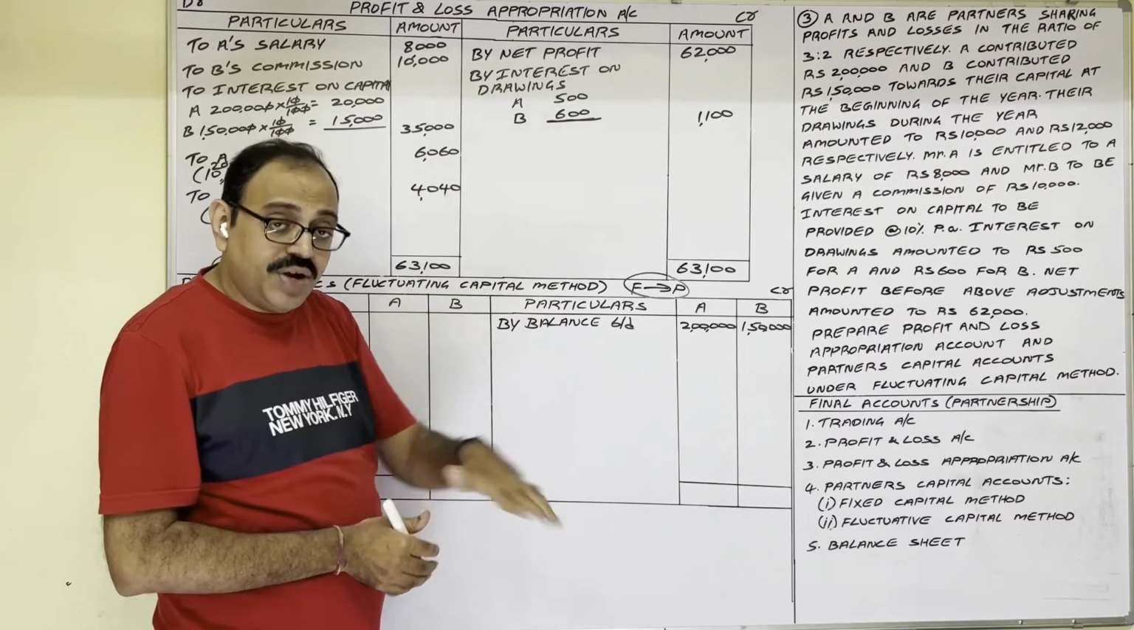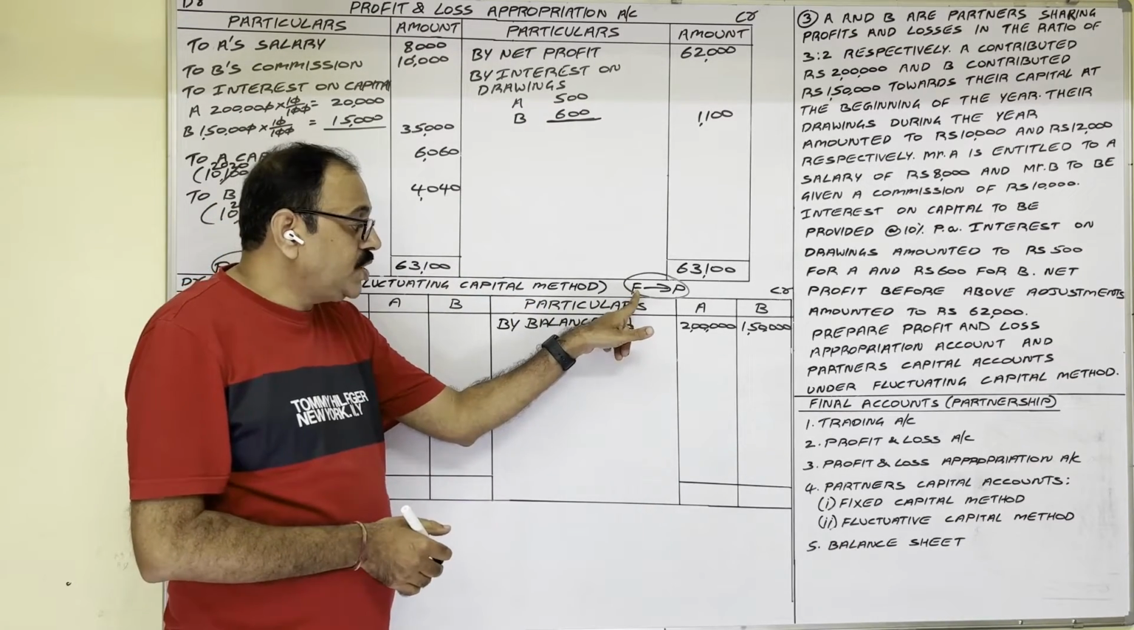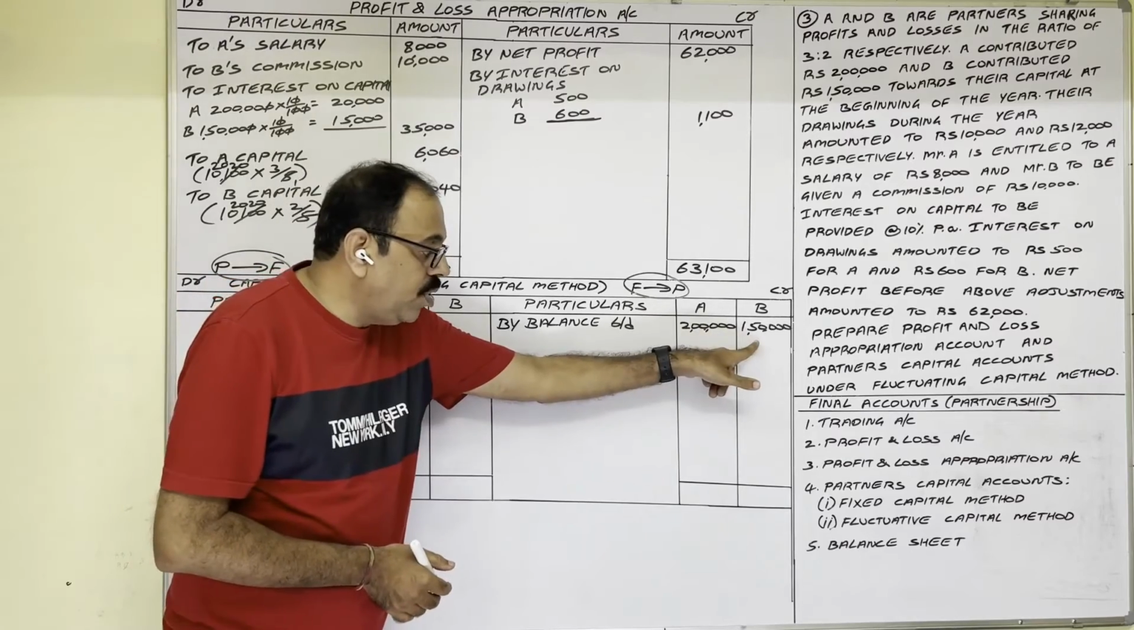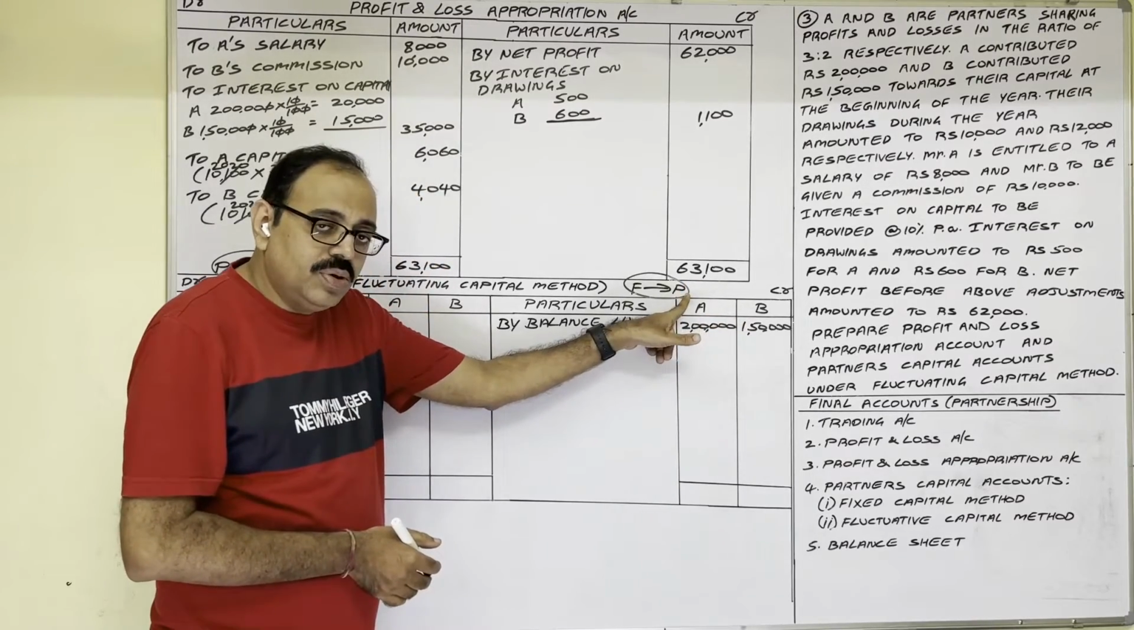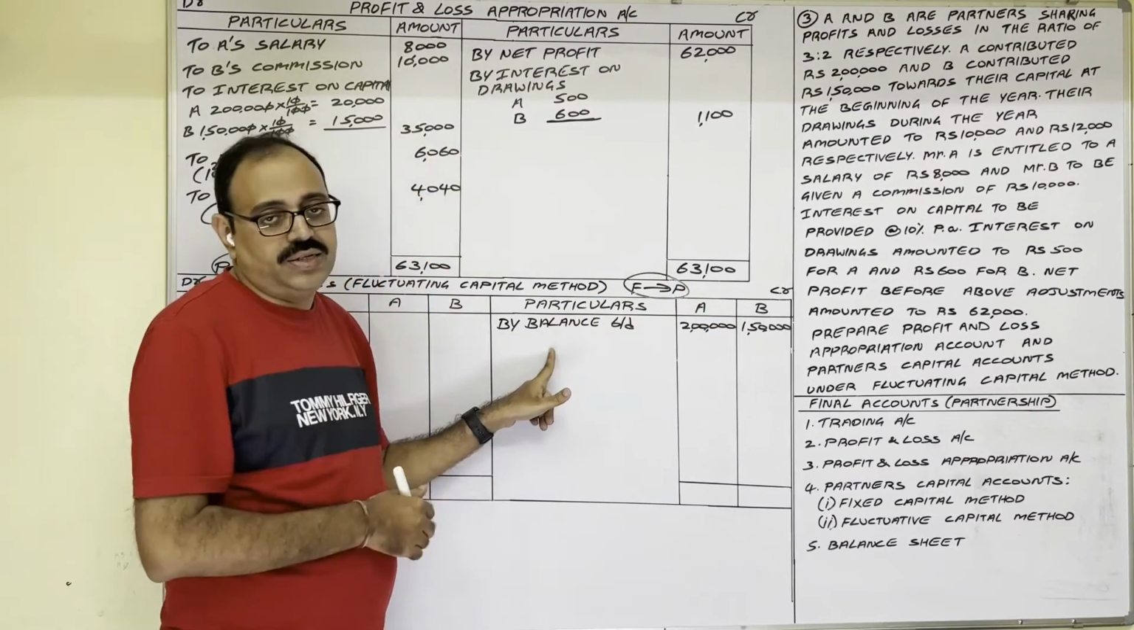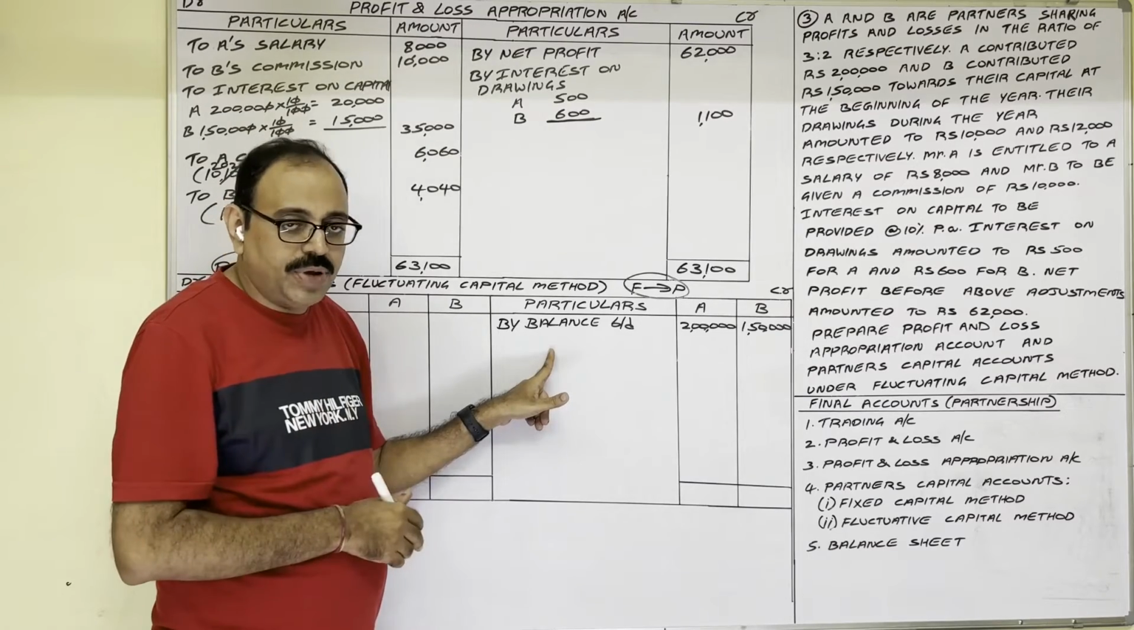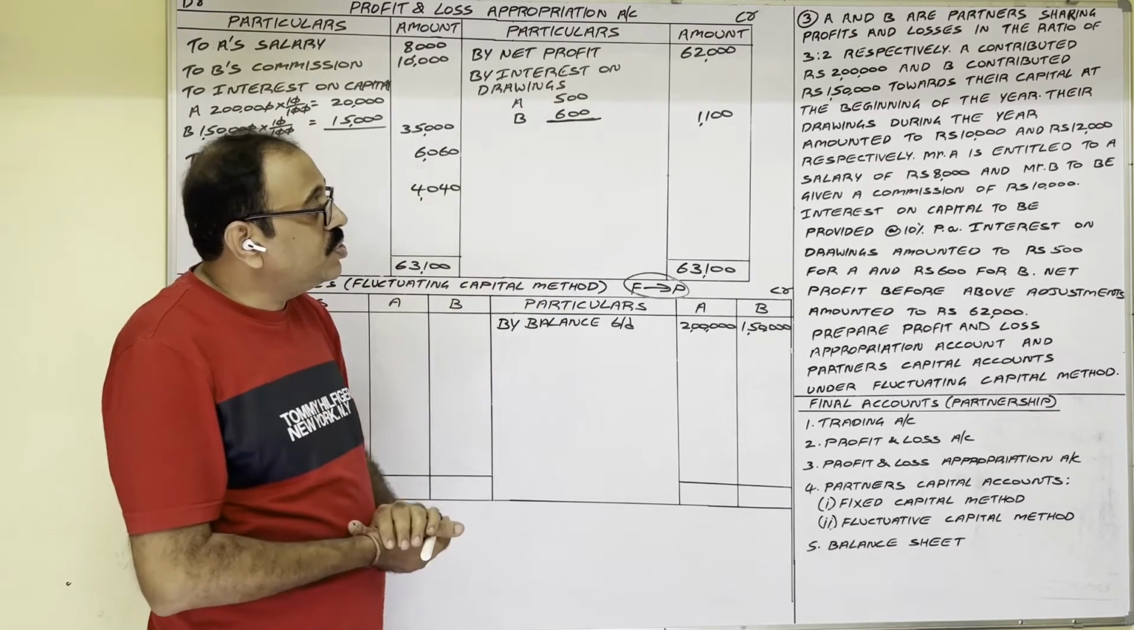At the time of retirement, the firm has to pay these two amounts to the partners, no? That is why they are appearing on the credit side. Like that also you can remember. See the continuation of the question.